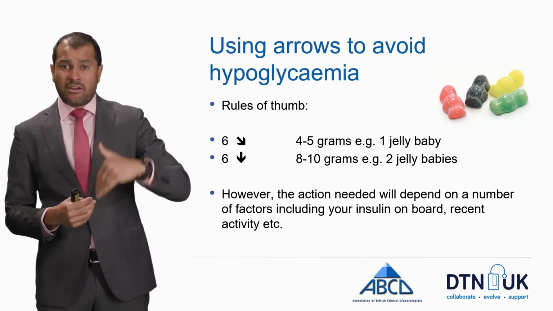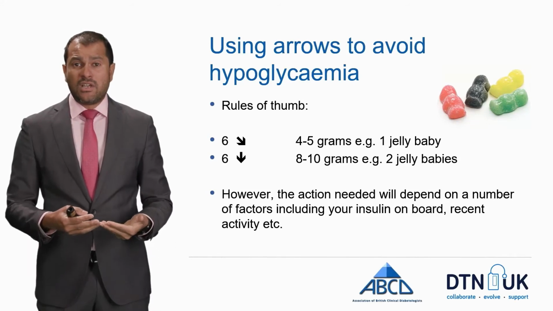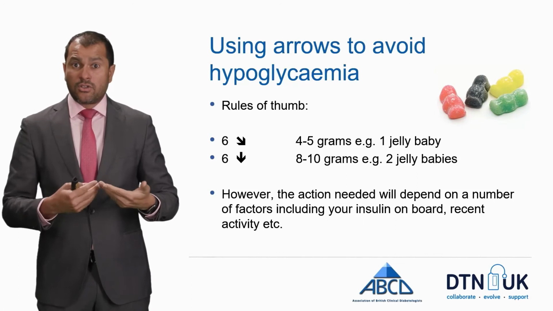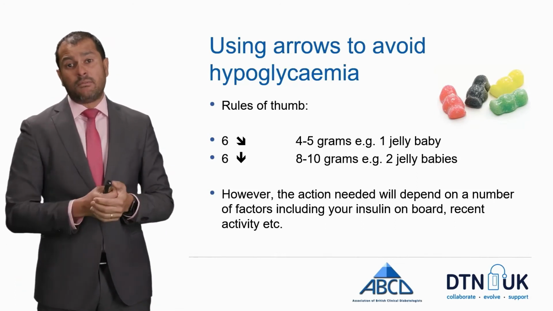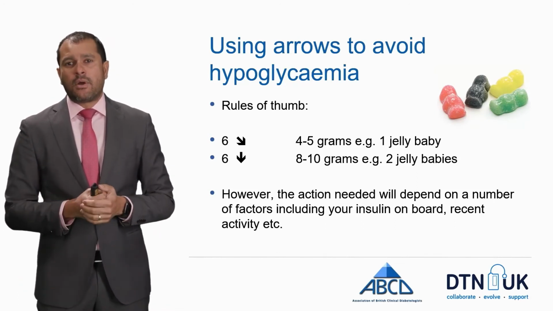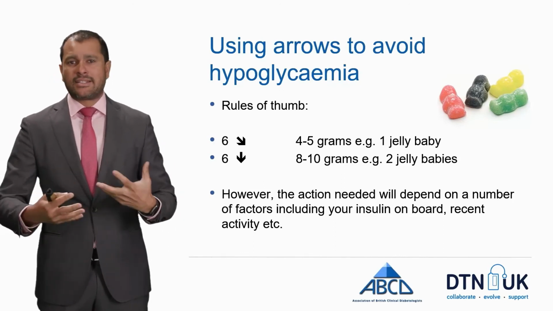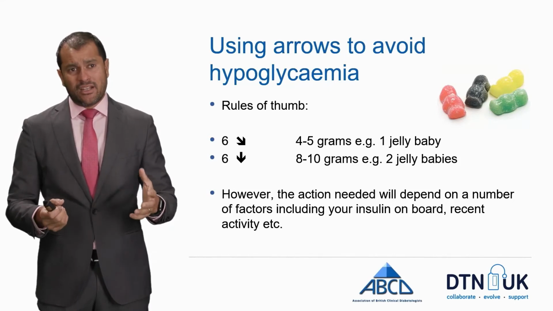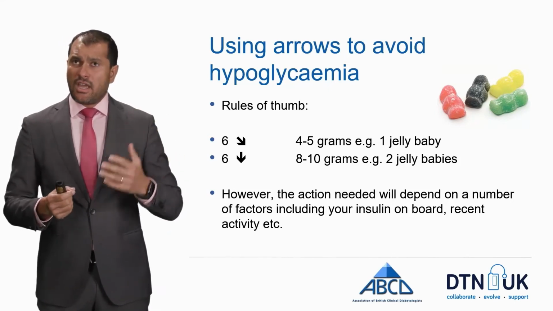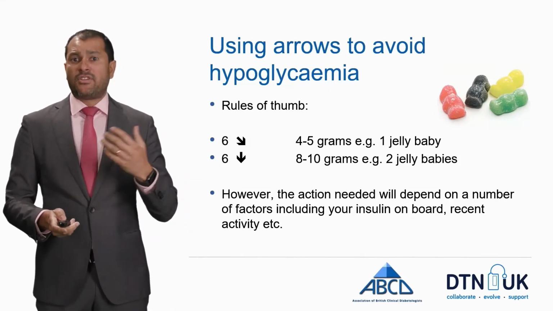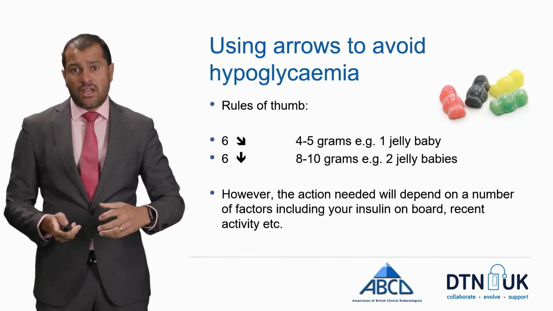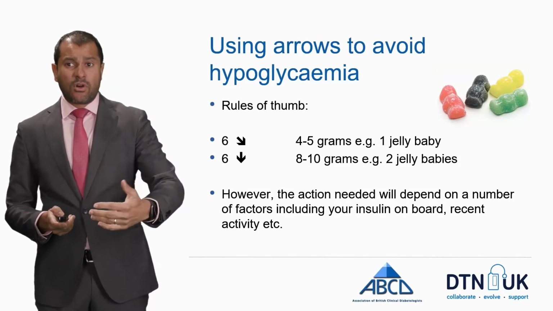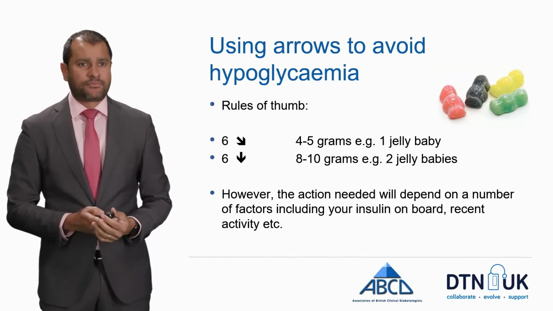If you've got the straight down arrow and you're already below 6, again, remember, if you're falling straight down, your real blood glucose could be up to 1 or 1.5 millimoles lower. That's a scenario where we think you might want to take a little bit more, maybe 8 to 10 grams, a couple of jelly babies or 2 dextrose tablets. Again, before you take action, do think how much insulin on board do you have? Have you done any recent activity? If you've got a high dose of insulin on board, or you've done a lot of exercise, you might need to take more carbohydrate to prevent that hypo.